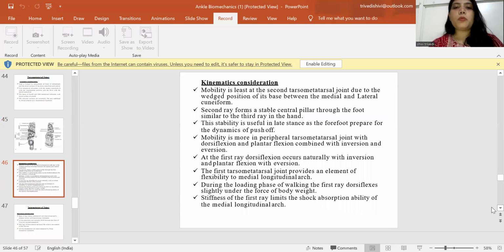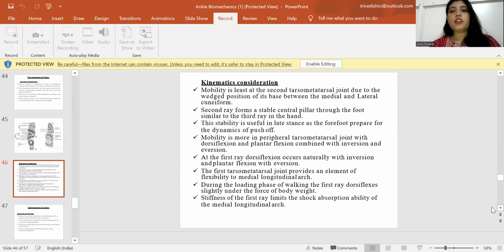Kinematic consideration: mobility is least at the second tarsometatarsal joint due to the wedged position of its base between the medial and lateral cuneiforms. The second ray forms a stable central pillar of the foot, similar to the third ray in the hand. This stability is useful as the forefoot prepares for the dynamics of push-off.